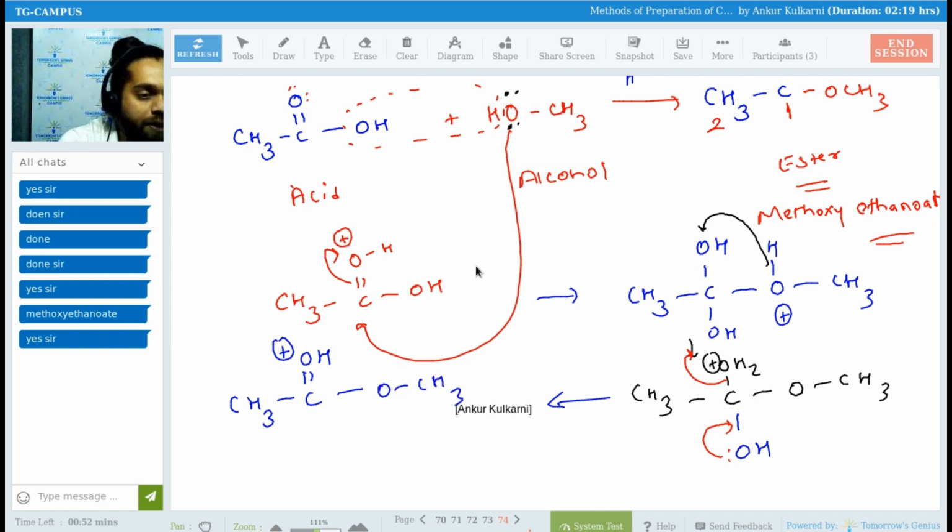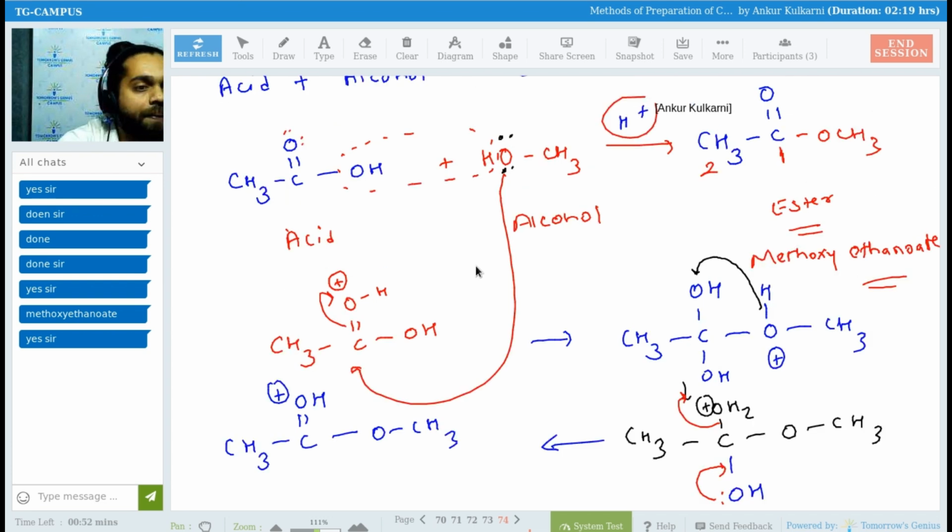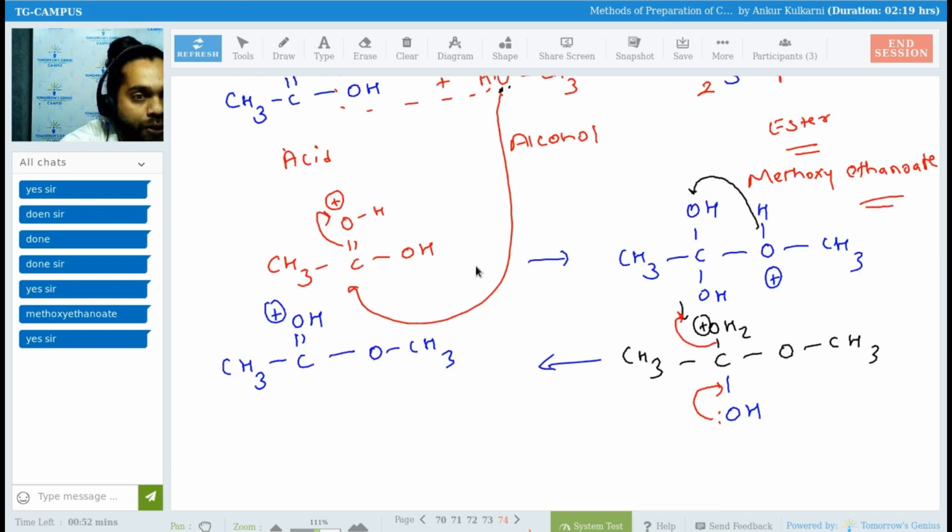And in the last step, your catalyst. What is a catalyst? It comes in the first step and goes out in the last step. So in the last step, deprotonation takes place and you get your ester. Are you getting it?